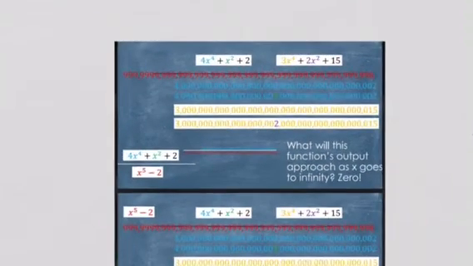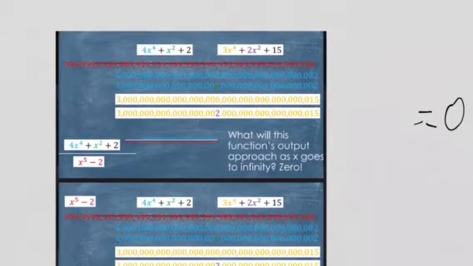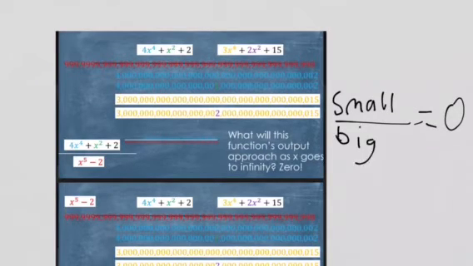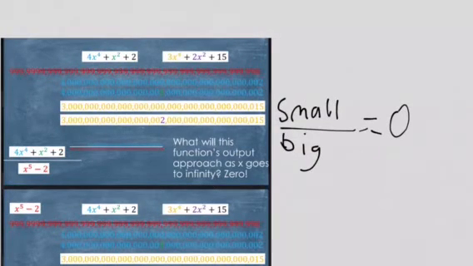So relatively what we have is something that's really small divided by something that's really big. If we take a small number and divide it by a big number, well, that's what we did at the beginning of the lesson, right? That's just going to equal 0. That's what we did with 1 over x and 5 over x and 5,000 over x.